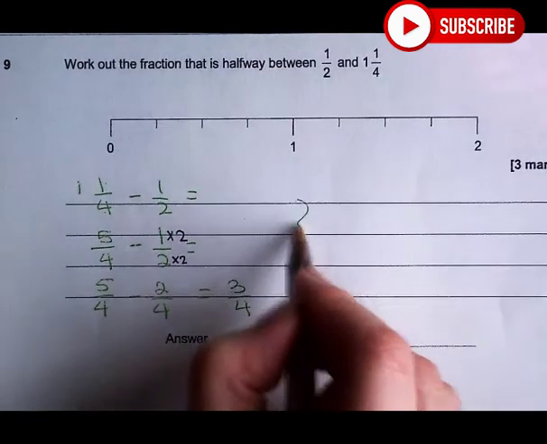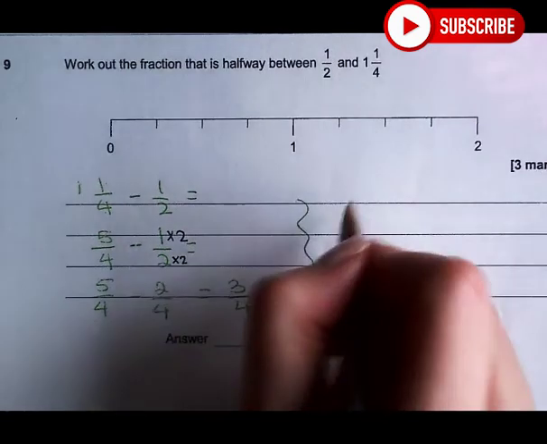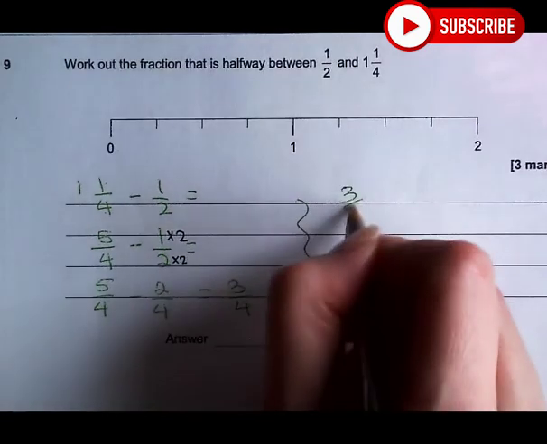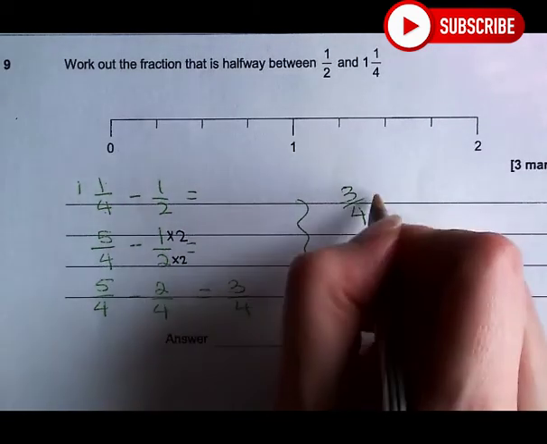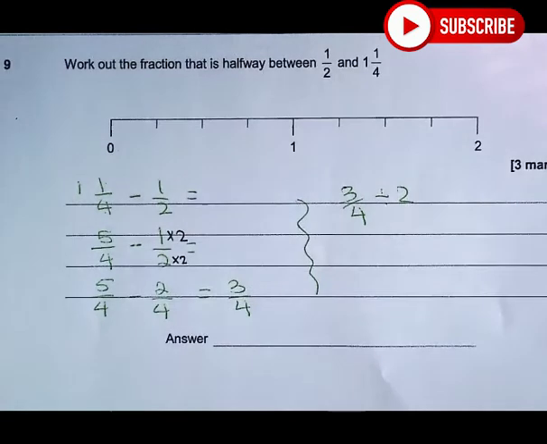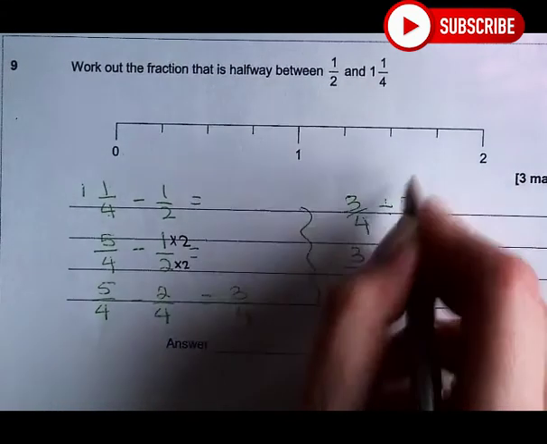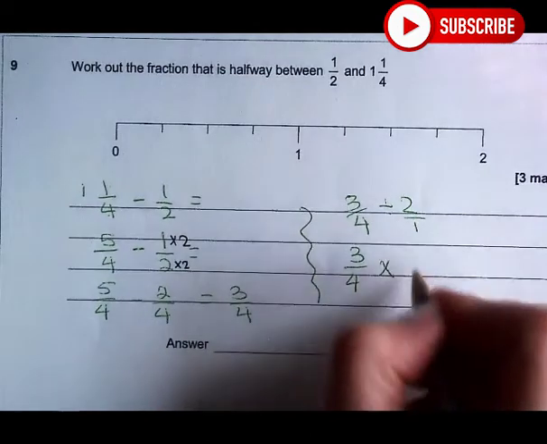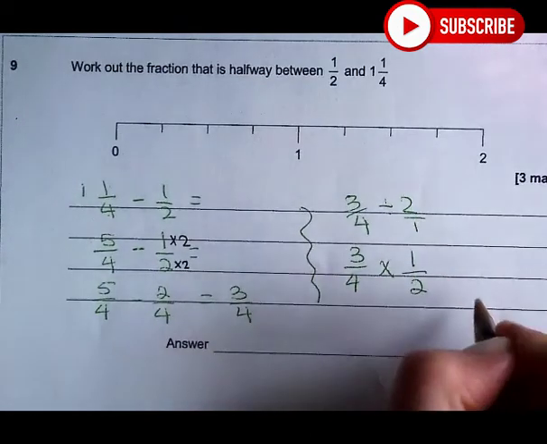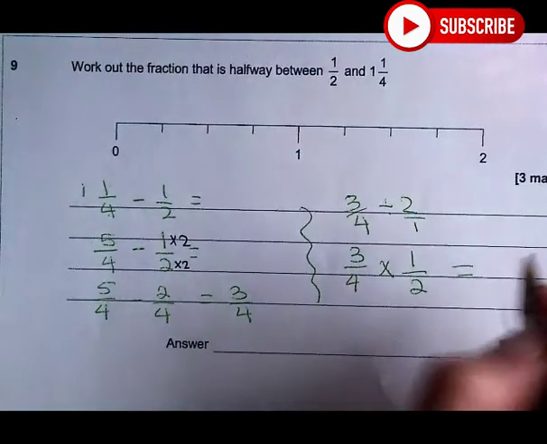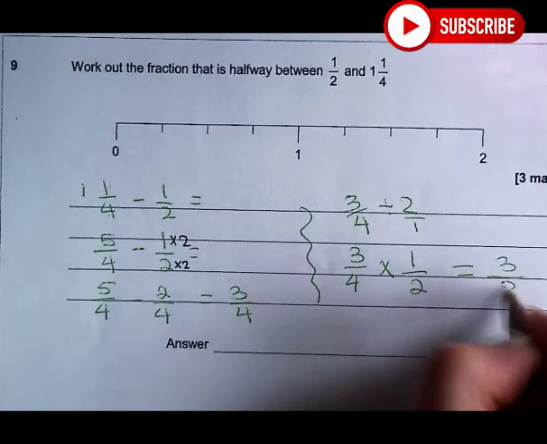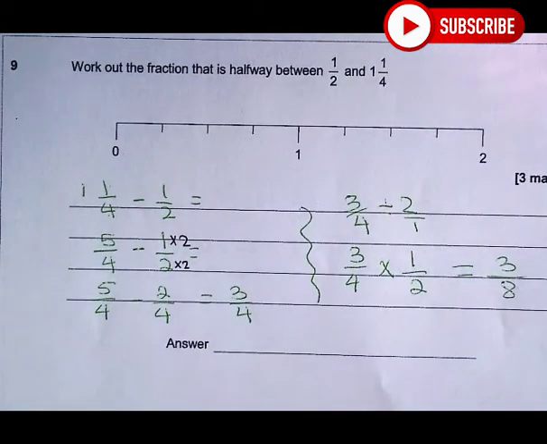Now that we're done with this, we go to the second step, which is dividing the answer that we got by 2. Dividing by 2 means we could multiply it by the reciprocal of 2. 2 means 2 over 1. The reciprocal of 2 is 1 over 2. So 3 times 1 is 3, 4 times 2 is 8, and we got the answer.